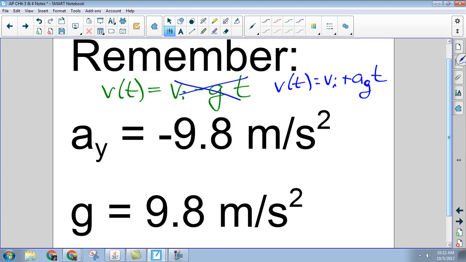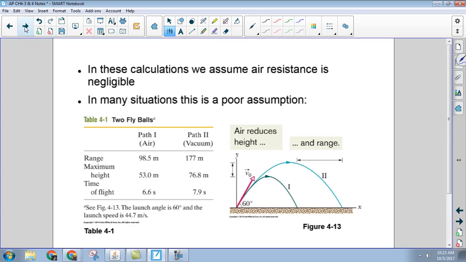Follow? Okay. All right. Like I said before, we're always going to assume air resistance is negligible. Later on this year, we'll learn how to deal with air resistance. It's a pain in the neck, but once you learn how to do it, you're good because all the air resistance problems are the same.